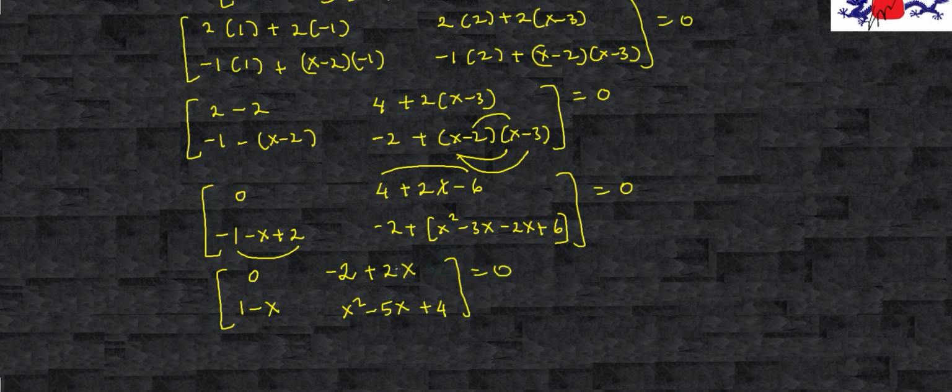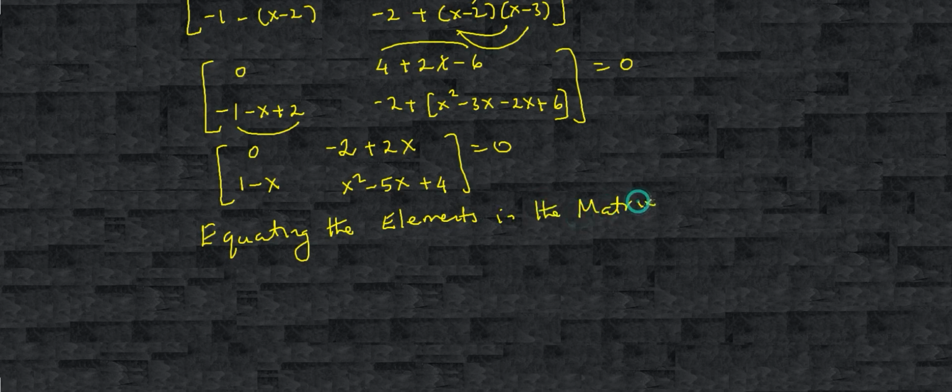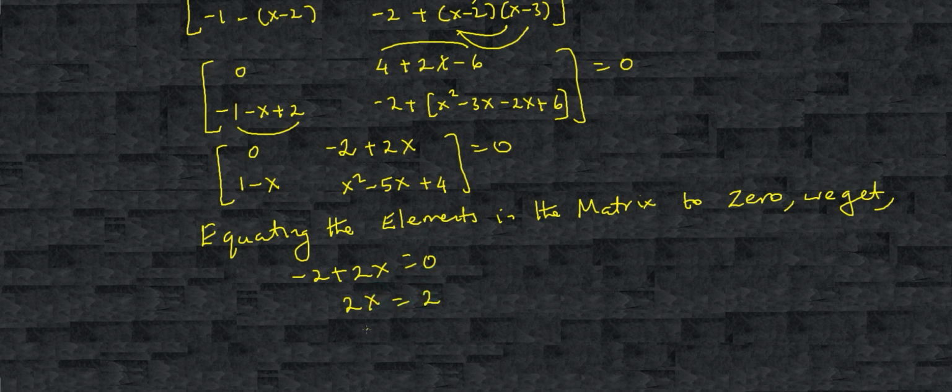Now, clearly, I can simply equate the elements in the matrix to 0. We get, that would be -2 plus 2x, which is equal to 0. So 2x is going to be equal to 2, and x will be 2 divided by 2, which is equal to 1. So this would be the value of x.